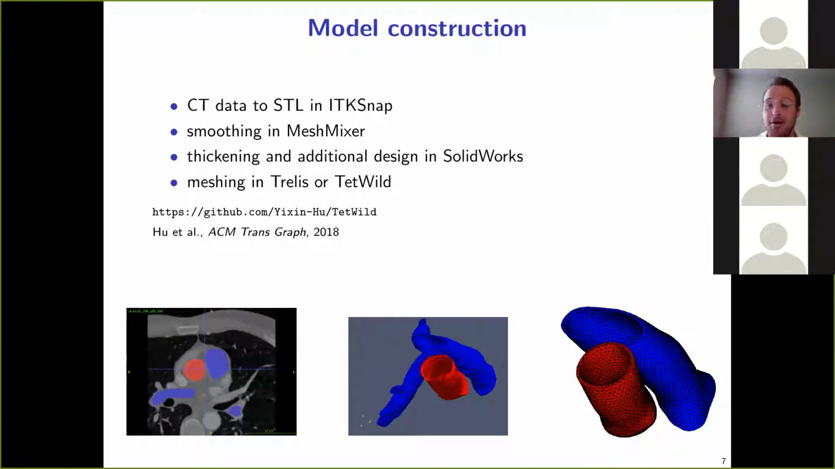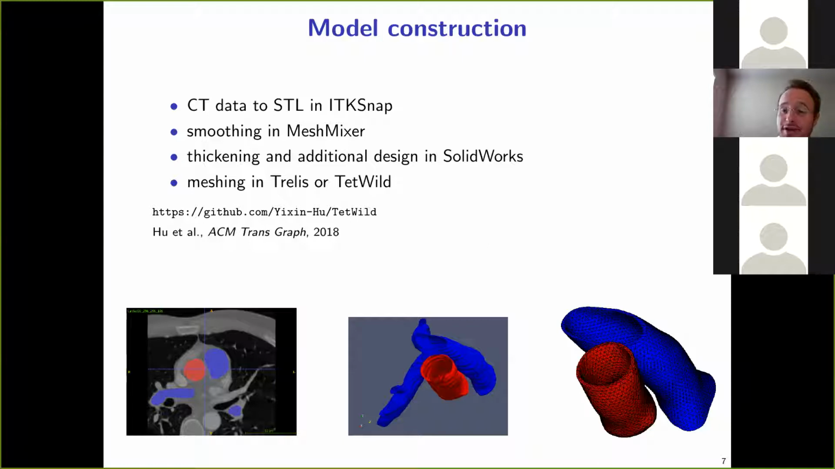Okay, now going into model construction itself. Like I said at the beginning, our models are derived from medical imaging data, CT or computed tomography data, that we can segment fairly easily in open source software. We can do it semi-automatically. What we get from that is a faceted surface file, or an STL file.